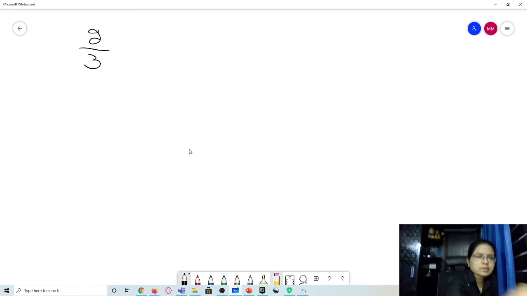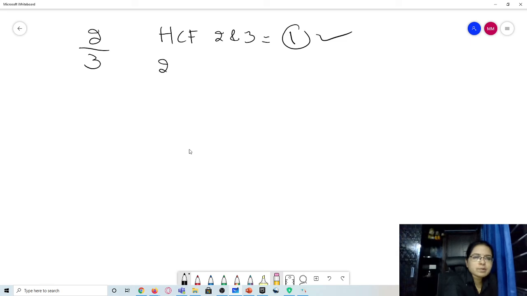Take 2 divided by 3. Here, there is no common factor between 2 and 3, so the highest common factor of 2 and 3 is 1. So 2 divided by 3 is in simplest form.